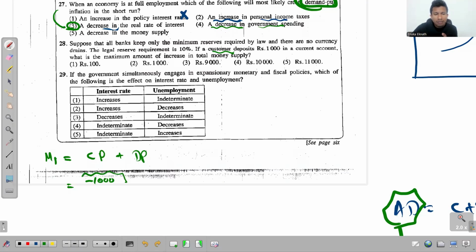Currency held by the general public decreases by 1,000, but this currency, whatever this 1,000 note, gets passed to the commercial bank as a new deposit. This creates a multiplier effect.